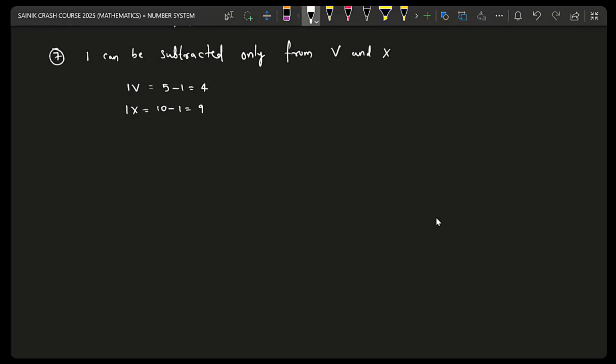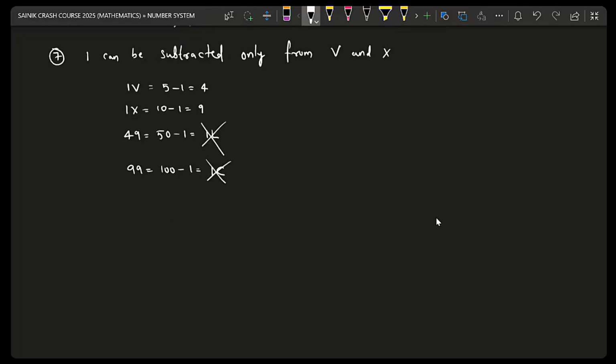These two are valid. But if you write something like, sir, I want to write 49, I can write 49 as 50 minus 1. So I'm going to write IL. So writing 49 as IL is a wrong way of writing. You cannot write like this. Similarly, sir, I want to write 99. 99 is 1 less than 100. So I'll write 100 minus 1 is 99, so I write IC. This is also a wrong way of writing.